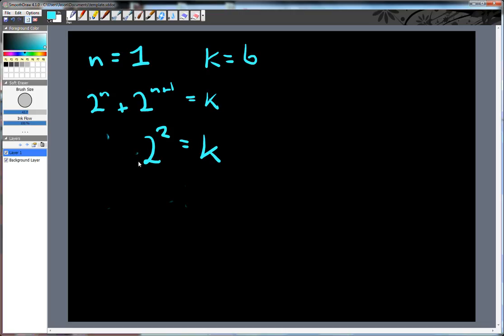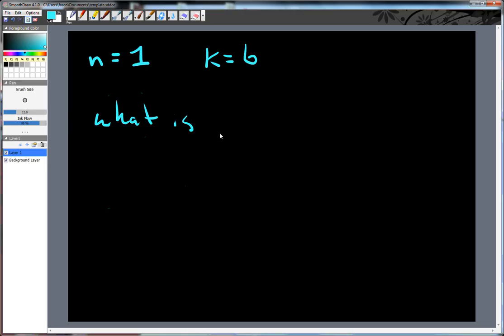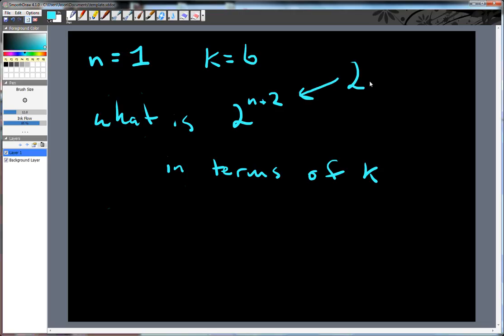Alright. But we're not done there. Now it asks us, what is 2 to the n plus 2 in terms of k? Again, 2 to the n plus 2 can be translated to a hard numerical value, because we have a value for n. So this becomes 2 to the 1 plus 2, which is 2 to the third, which is 8. So the question becomes, what is 8 in terms of k?